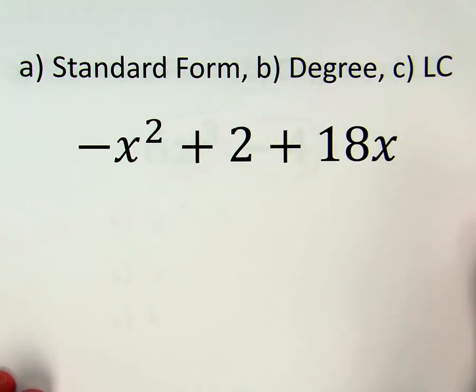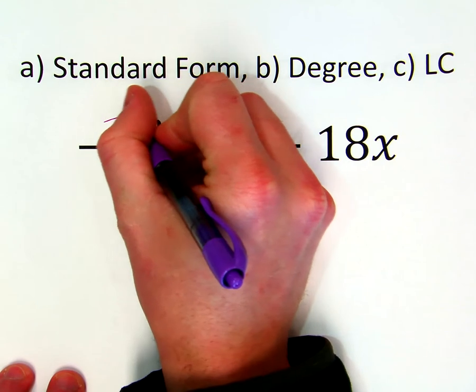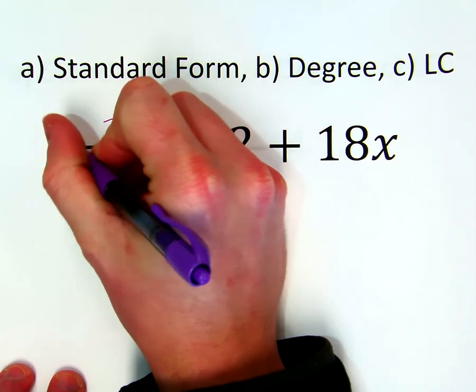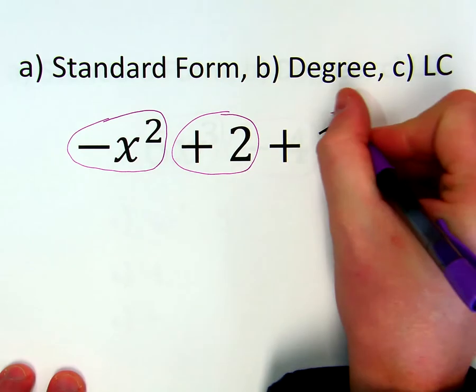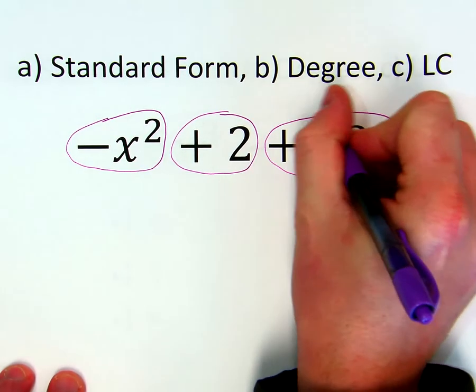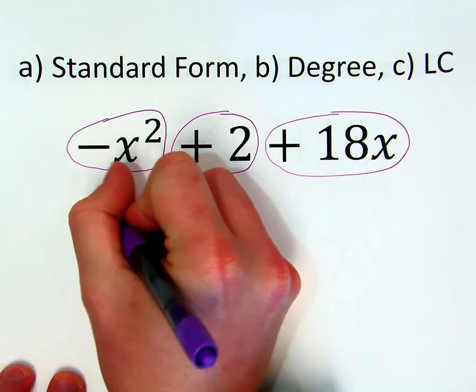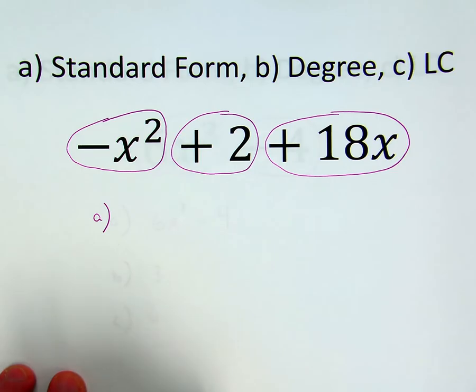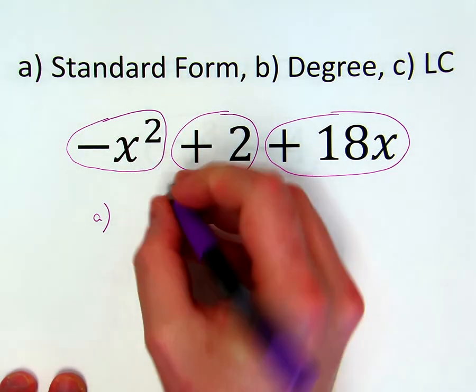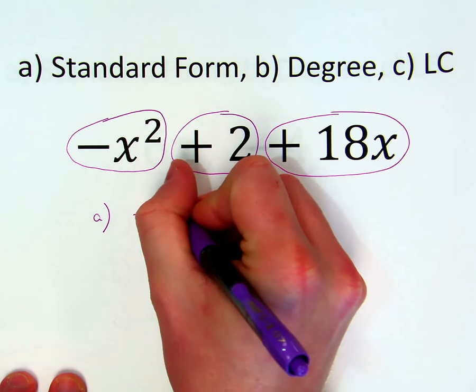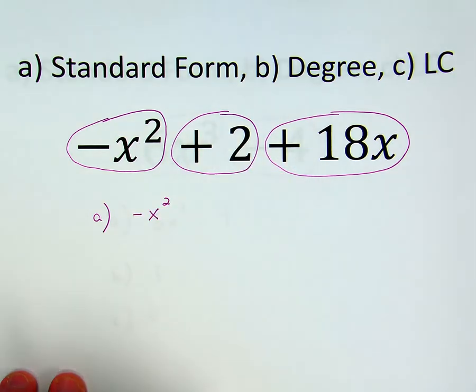Our third example features three terms, three monomials: negative x squared, positive 2, and positive 18x. To put this in standard form, we rewrite it with the largest exponent coming first. In this case, the largest exponent is 2. So we'll start with the term negative x squared.